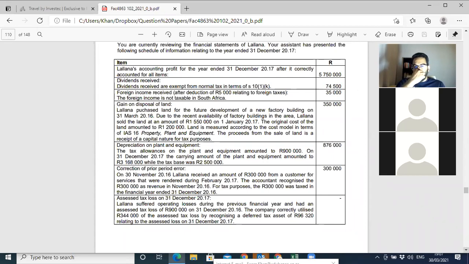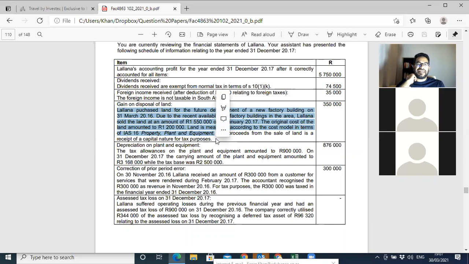Just one important point to make note of here with this gain on land. If this amount had to go through OCI, the only way this can go through OCI is if you use the revaluation model and you revalued the land from 1.2 to 1.4 million. So any revaluation on land, any revaluation on PPE goes through OCI.